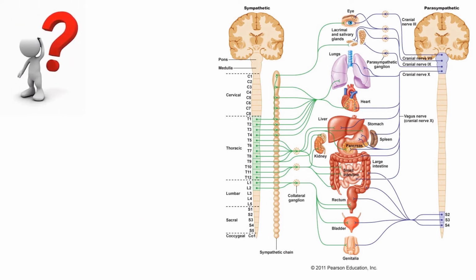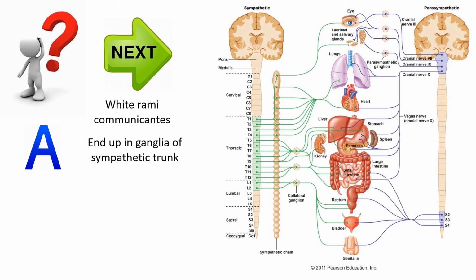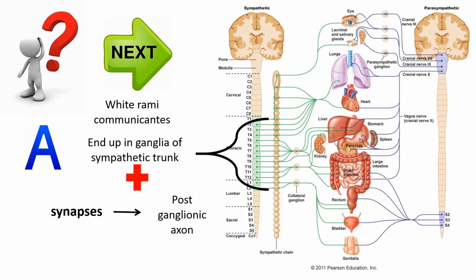Next, what is the question? The answer is white rami communicantes end up in ganglia of the sympathetic trunk of T1 to L2. Plus, what do they do in a ganglion? They synapse, and the result is a postganglionic axon.